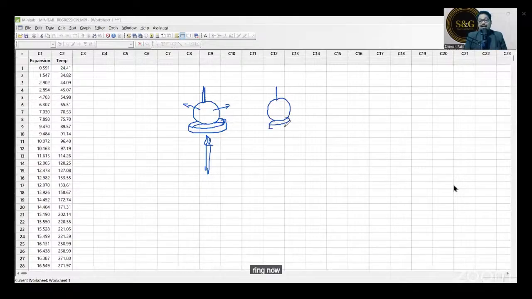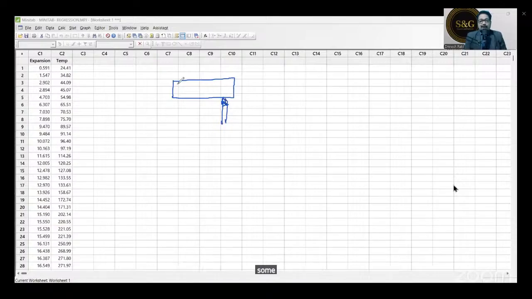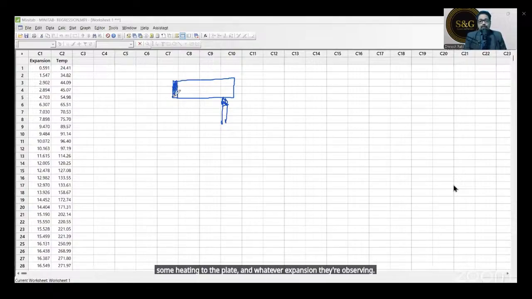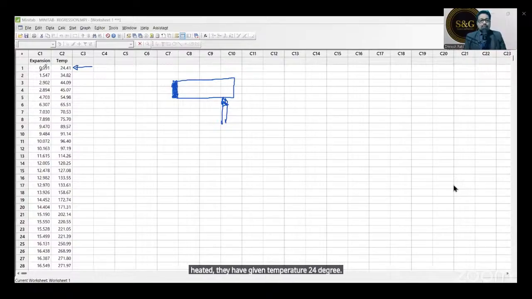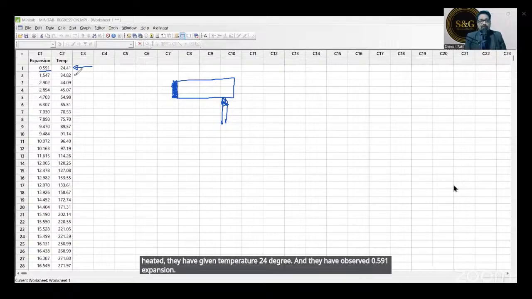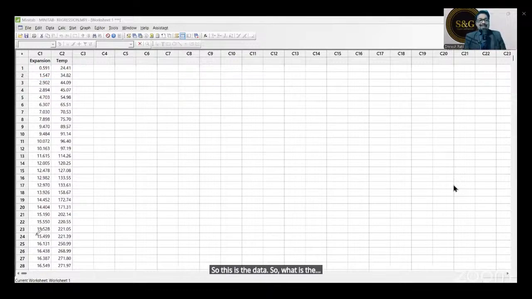Now that's a clear-cut proof that there has been expansion of the metal ball, right? So similarly, what they have done is they have taken a plate and they have heated the plate. They have given some heating to the plate, and whatever expansion in the length they are observing, they have recorded. For example, they have given a temperature of 24 degrees, and they have observed 0.591 expansion. They have given another temperature and this is the expansion, like that. So this is the data. So what is the y here?